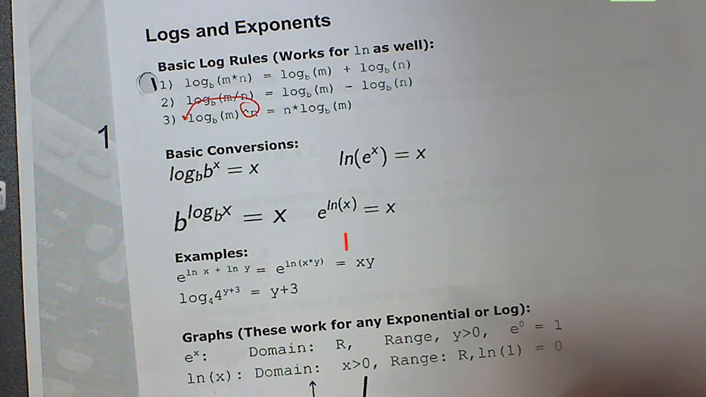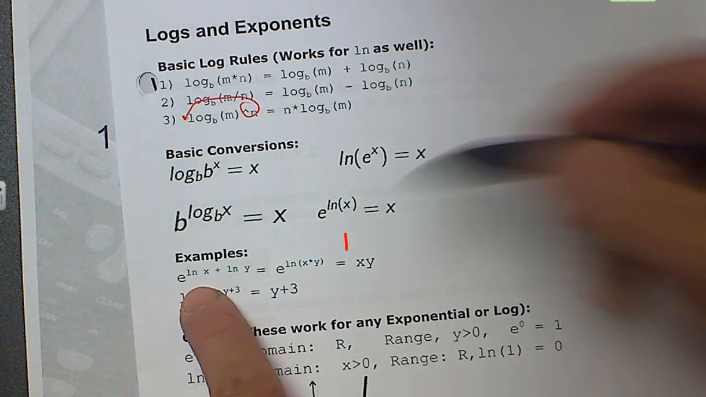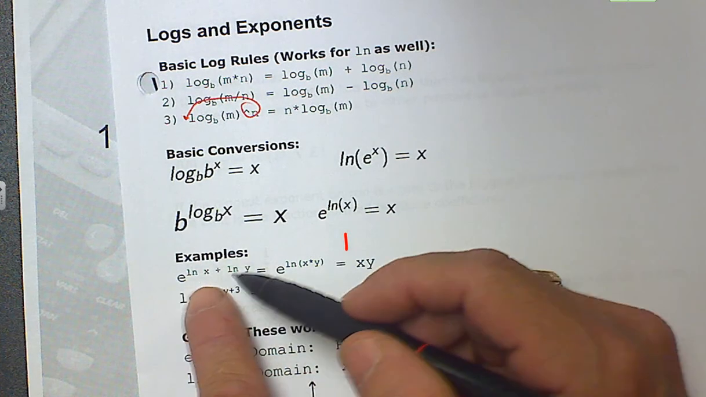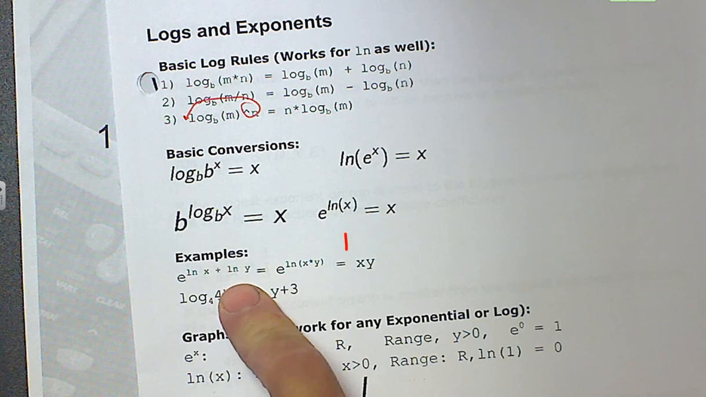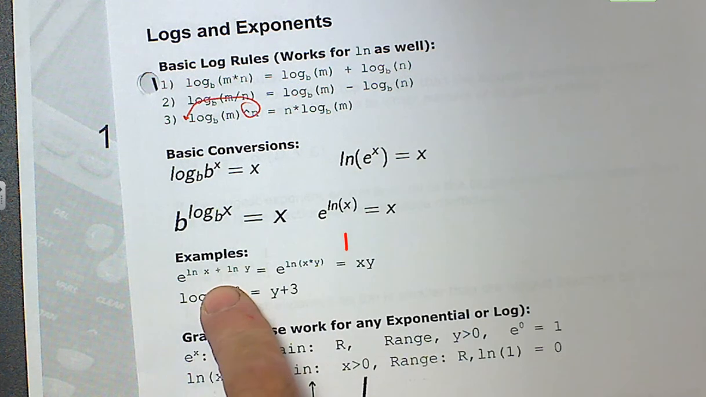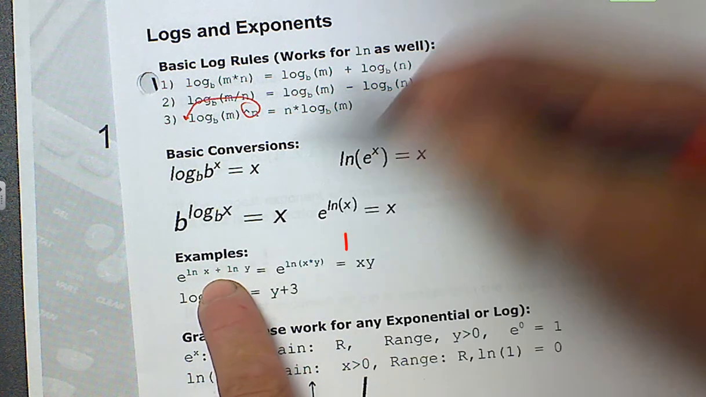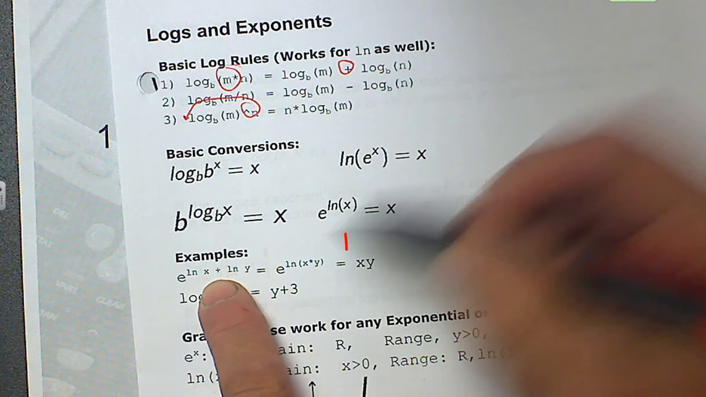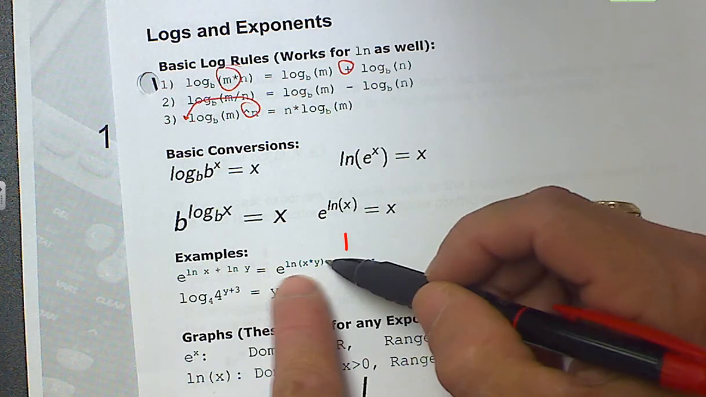So for example, down here, I want to simplify this one right here. I have e to the ln of x plus ln of y. You cannot simplify that yet because you have 2 ln's on top. You have to reduce that down to 1 ln. Well, a plus sign is the same thing as a multiplication problem. So we rewrite that as ln of x times y.